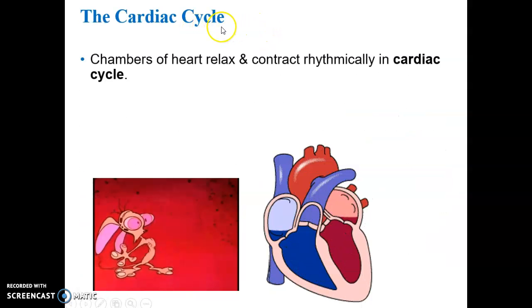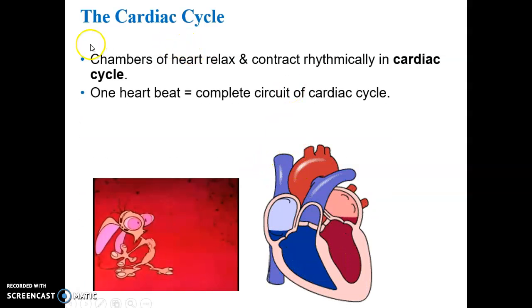So let's talk about the cardiac cycle. This is a sequence of events where the heart contracts and relaxes, or relaxes and contracts rhythmically, and that's referred to as the cardiac cycle, like one whole heartbeat, which is relatively rapid. So one heartbeat is the complete circuit of the cardiac cycle. And it takes just under a second when you're sitting there at rest.